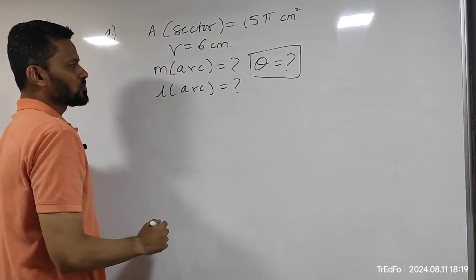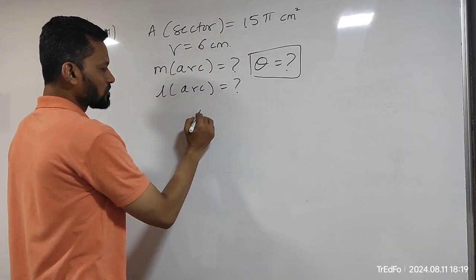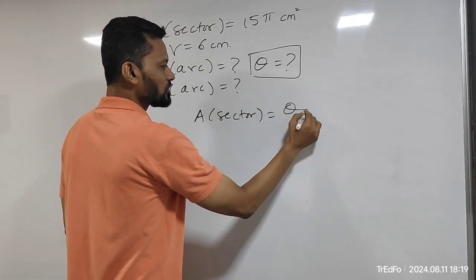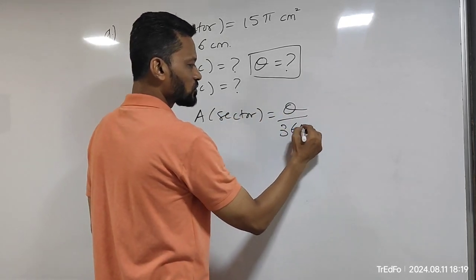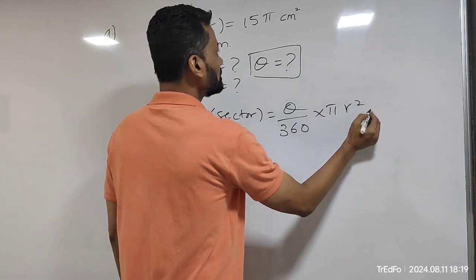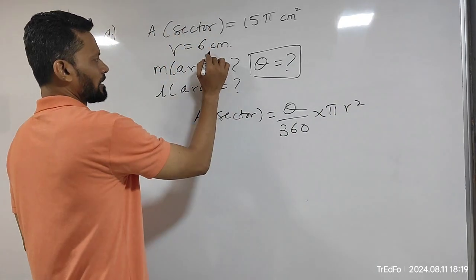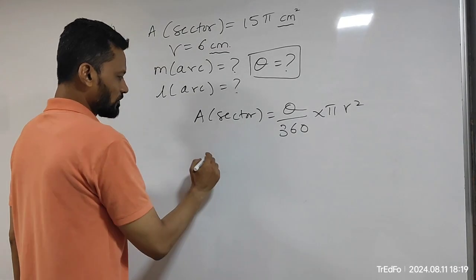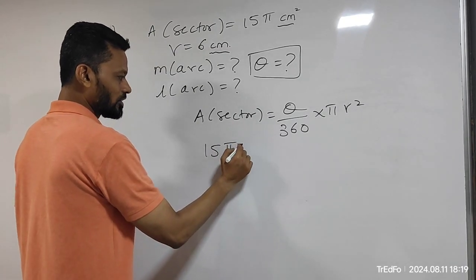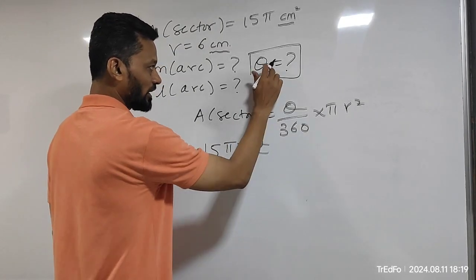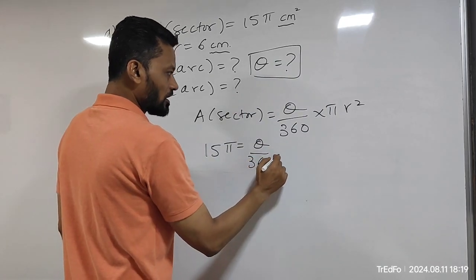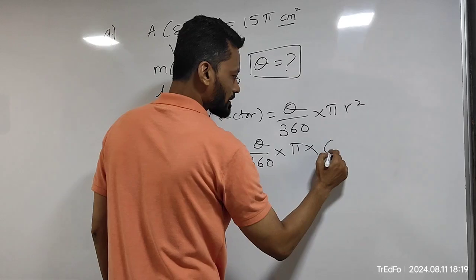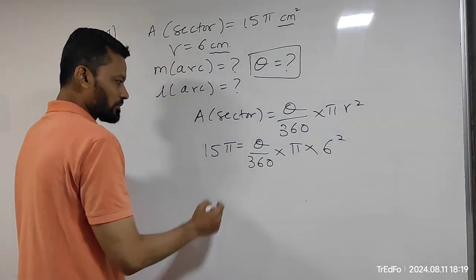एरिया ऑफ अ सेक्टर को यूज करना स्टार्ट करते हैं. ओके, सो एरिया ऑफ अ सेक्टर is equals to theta upon 360 into pi r square. लेट्स चेक द यूनिट्स. यहाँ पे भी सेंटीमीटर है, यहाँ भी सेंटीमीटर है, आराम से हो सकता है. एरिया ऑफ अ सेक्टर 15 पाई इक्वल्स टू थीटा upon 360 इंटू पाई इंटू आर स्क्वायर. आर 6 का स्क्वायर.